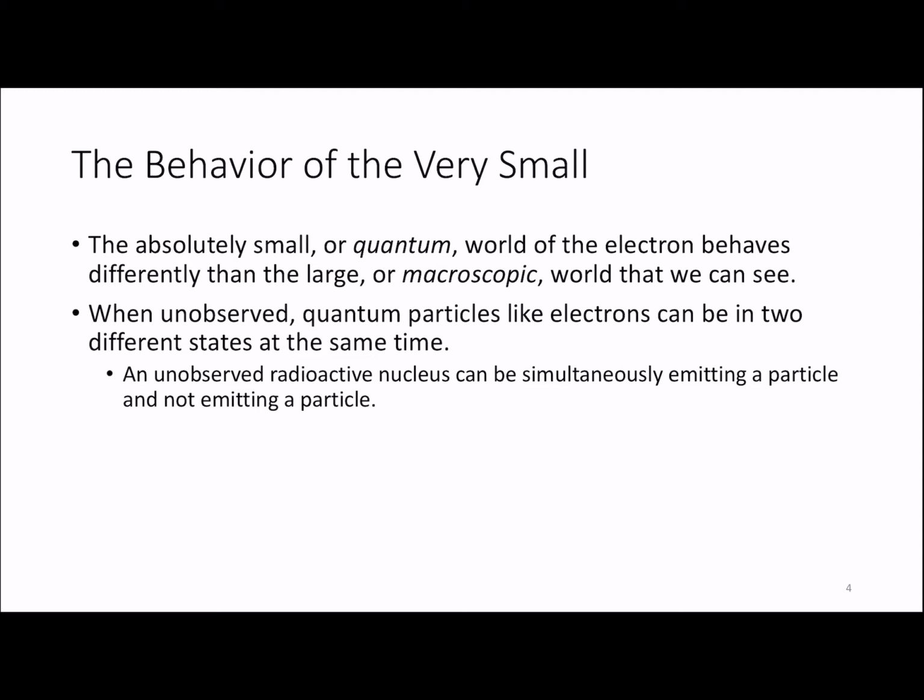So the absolutely small, or the quantum world of an electron, behaves, again, much differently than the large or the macroscopic world that we can see. When unobserved, quantum particles like electrons can be in two different states at the same time. So an unobserved radioactive nucleus can be simultaneously emitting a particle and not emitting a particle.